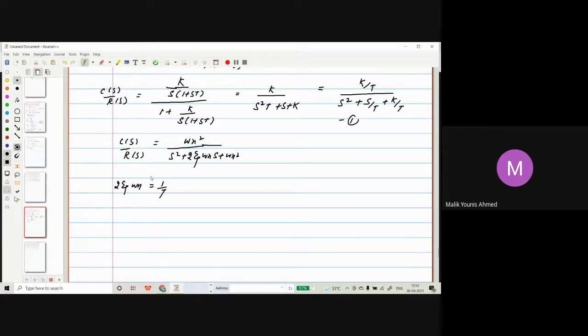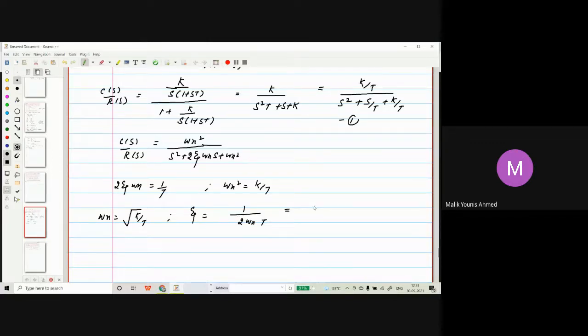And then what I have to compare again is omega n square. These two, omega n square will be k by t. Now I can write omega n as under root of k by t. And from 2 xi omega n, I will get xi as 1 by 2 omega n t.